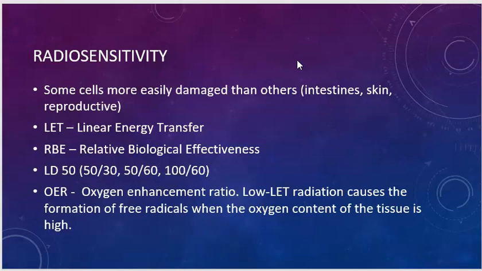And OER is the oxygen enhancement ratio. Low energy radiation can cause the formation of free radicals in the body when the oxygen concentration is high. So tissues that are really well oxygenated, that have a lot of blood flow, those are going to be more susceptible to damage by the indirect effects. And free radicals are just ionized water molecules, basically.